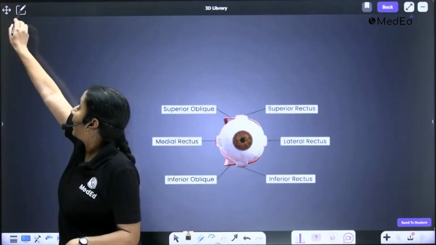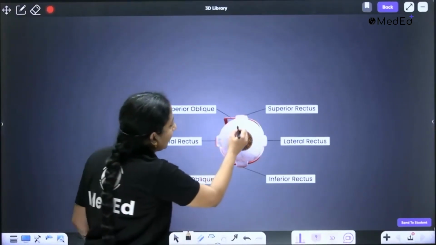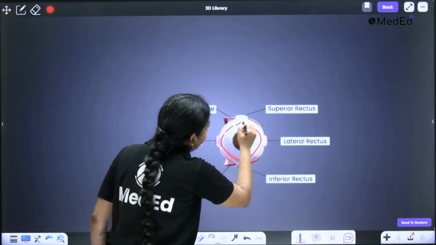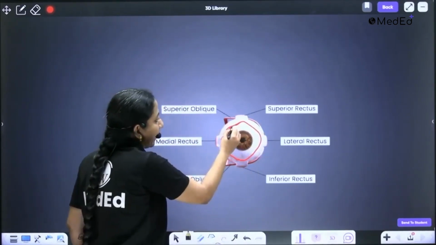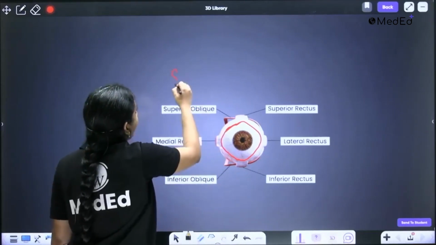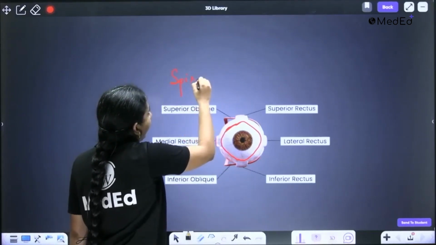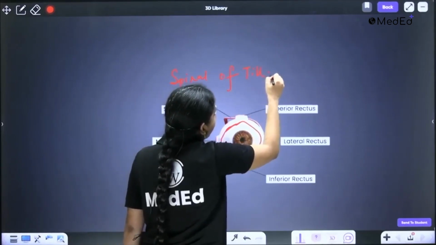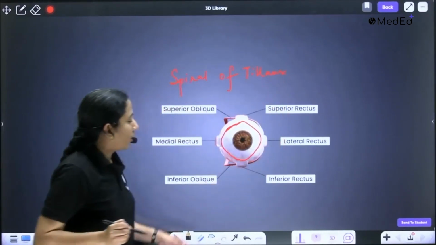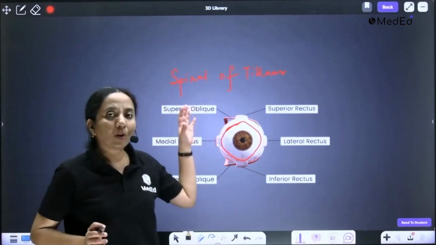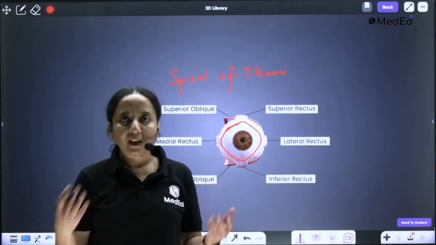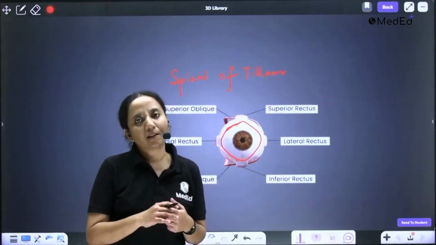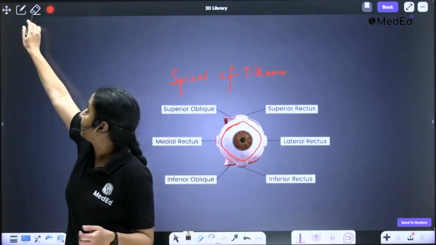So that is why if you join the insertions of these muscles here, what you get is not a circle, this is actually a spiral line, and it is called the spiral of Tillaux. So in the spiral of Tillaux, the muscle that is closest to the limbus is your medial rectus, and the muscle that is farthest away from the limbus is the superior rectus muscle.